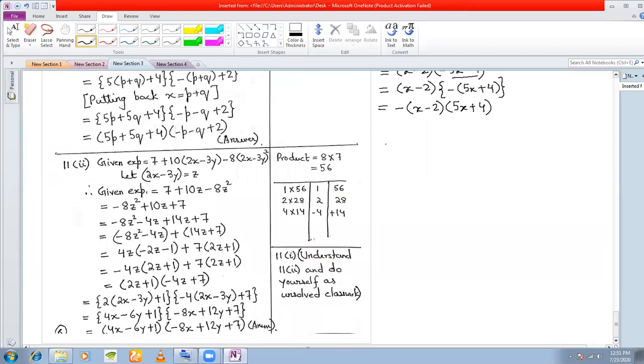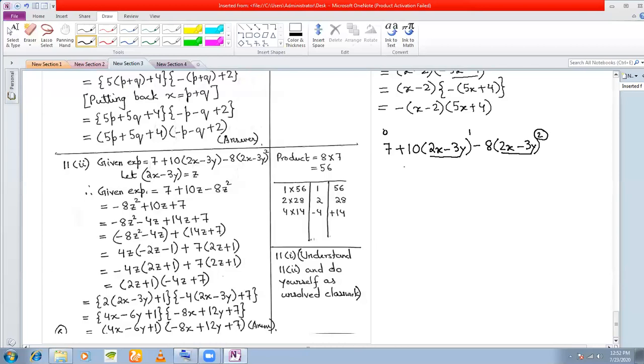So in this question, you have 7 plus 10 into (2x minus 3y) minus 8 into (2x minus 3y) whole square. You want to factorize this. Now see, this clearly is an expression. This 2x minus 3y is here also, here also. The power is 2 and the power here is 1. And obviously the power here is 0.